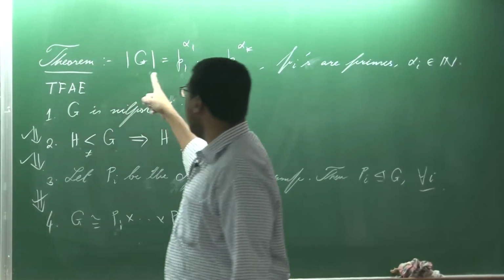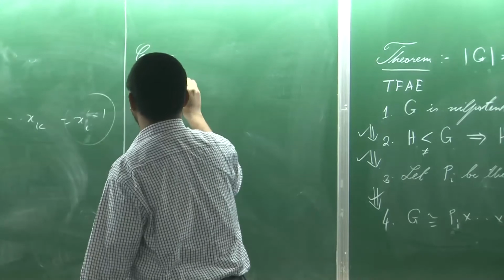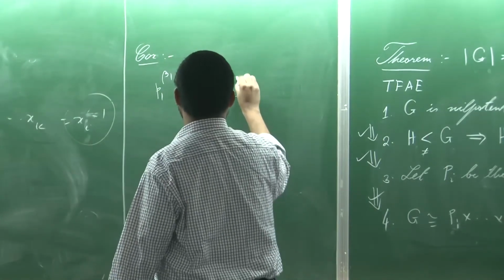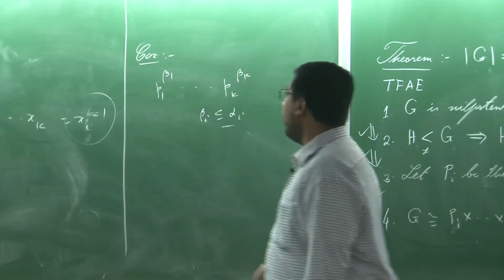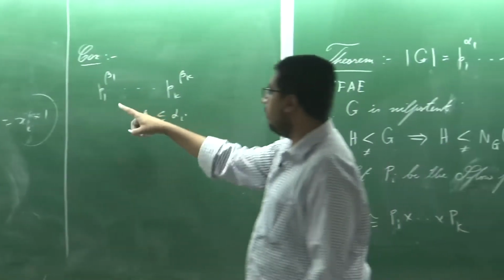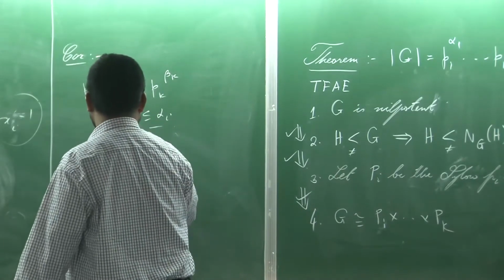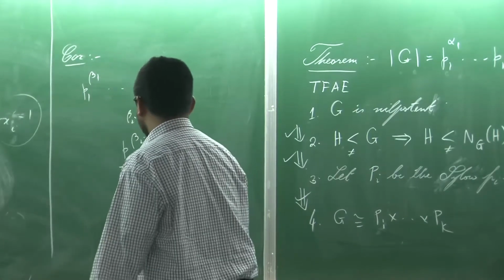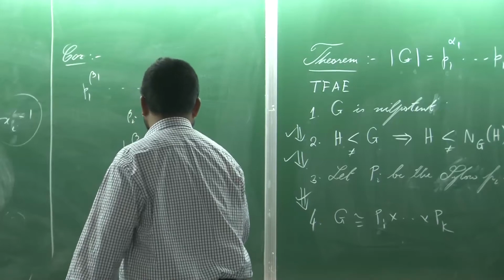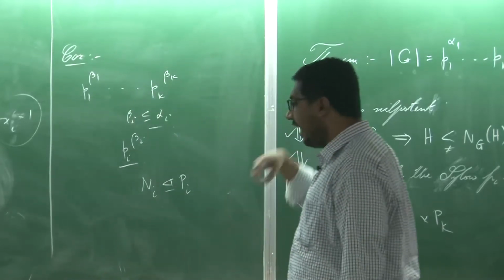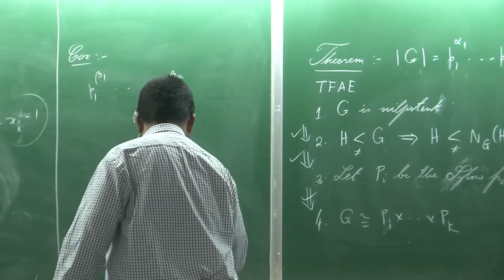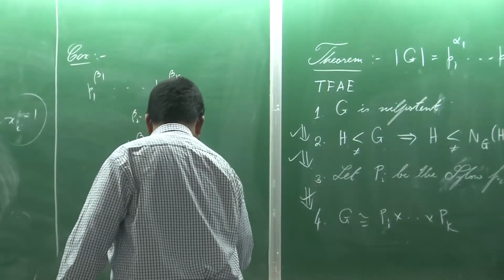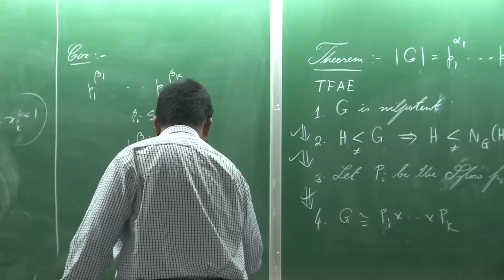Let's take a divisor of the order of G. A divisor of the order of G will look like this, where each beta i is less than or equal to alpha i. Now corresponding to the order p to the power beta i, there exists a normal subgroup of Pi which has exactly this order.